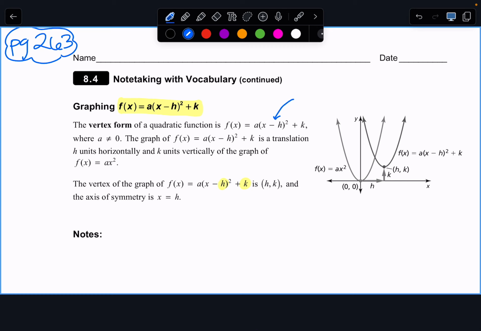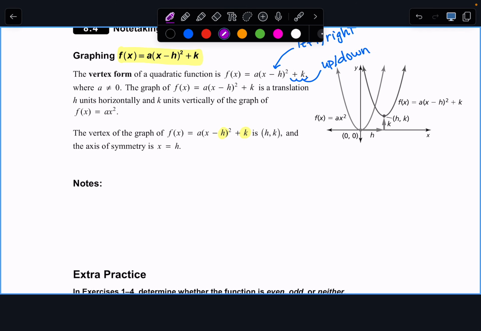Our H is telling us how many we're going to move left or right, okay? And K is telling us how many we're going to move up or down, okay? And then A is the same A as what we talked about last week. A is either going to make our parabola skinnier or wider, okay? What we need to be able to do is pick out, hey, here's the vertex. And then we also need to be able to, from there, make a graph, okay?